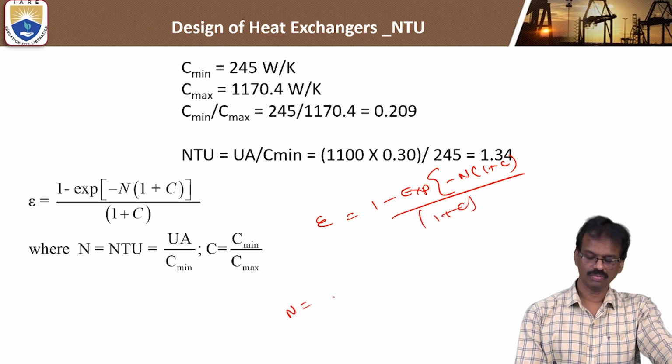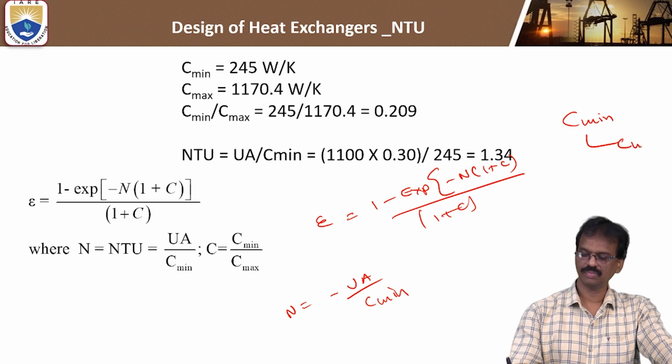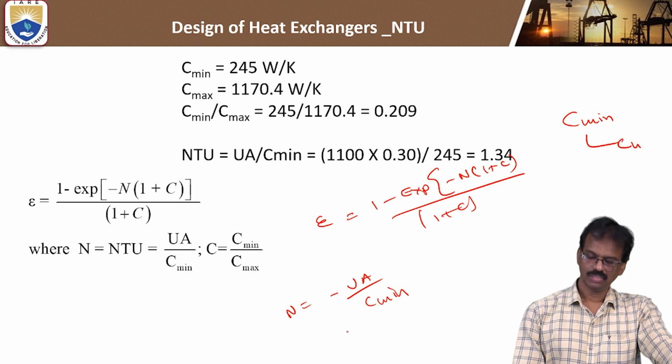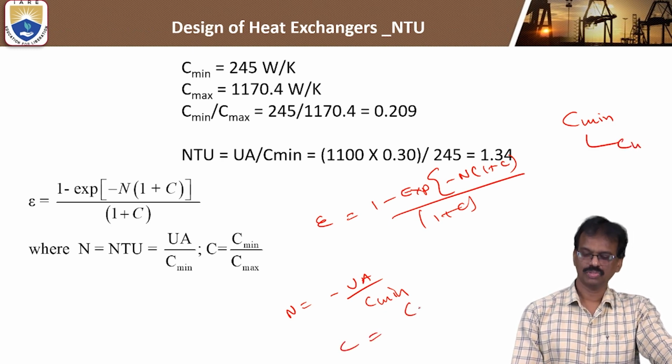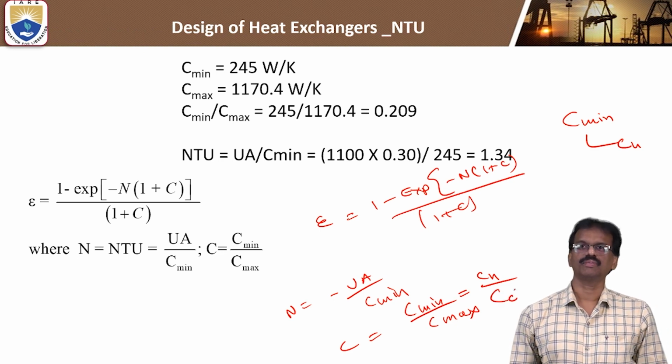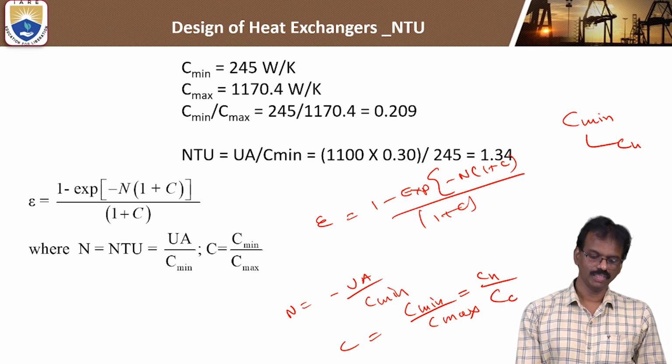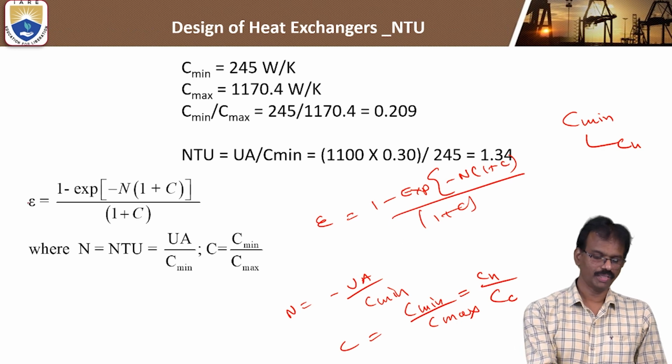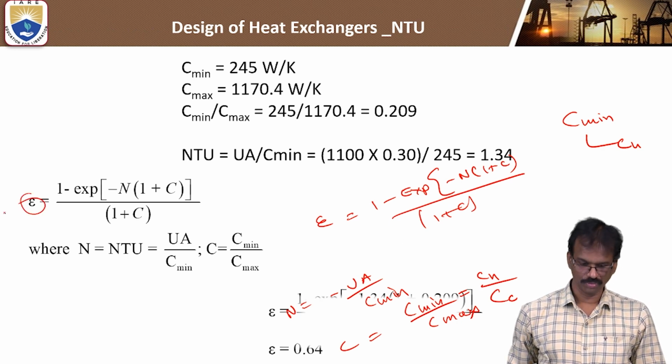So N is equal to, you know that formula, UA by C minimum. You know that C minimum is equal to CH. Capital C is equal to C minimum by C maximum. So C minimum is equal to CH, C maximum is equal to capital CC. So you know the two formulas, and by using these values, you can find out the effectiveness. We'll see how to find out the effectiveness.